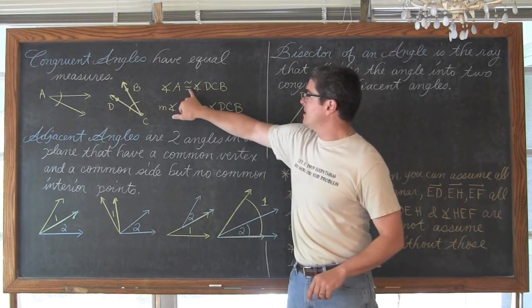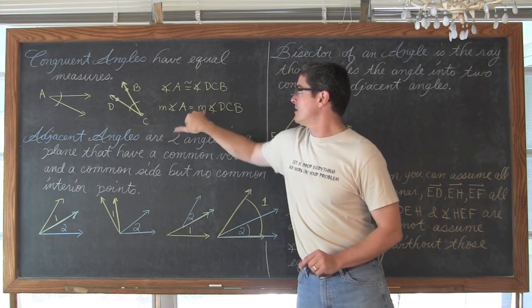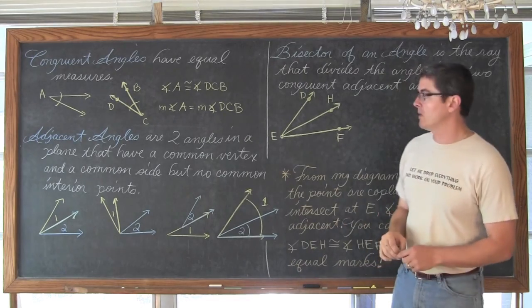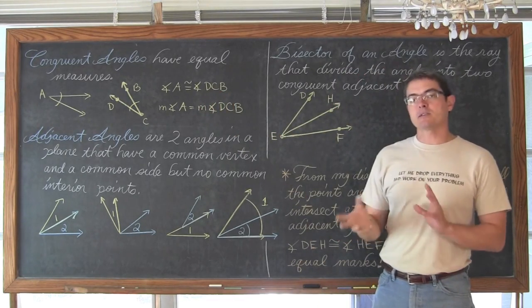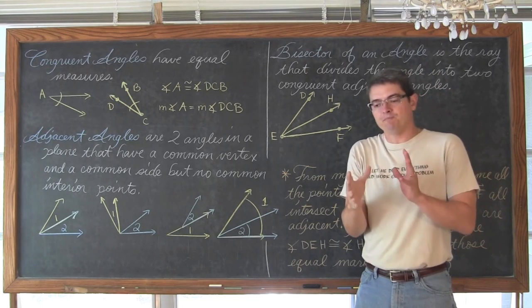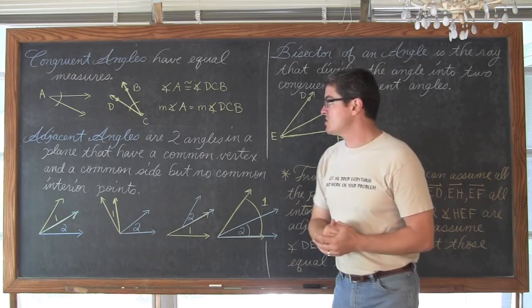Please note the congruent symbol versus the equal sign. We talk about measurements, the M here, measurements being equal. So it's not the same to say that two angles are congruent as saying that their measurements are equal. It's a definition, it goes back and forth, but it's not the same notation.